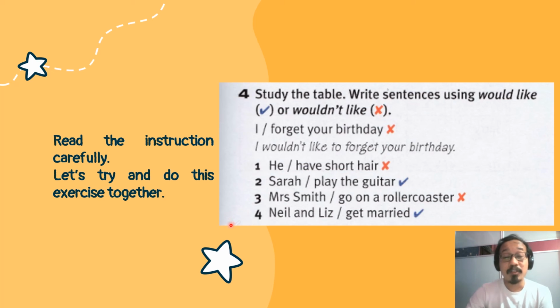Let's try another one. Let's look at number 1. He have short hair. Let's look at this one. There's an X mark there. So we go with wouldn't like. Now, which one would be our infinitive in that sentence? Correct. Have is our infinitive.